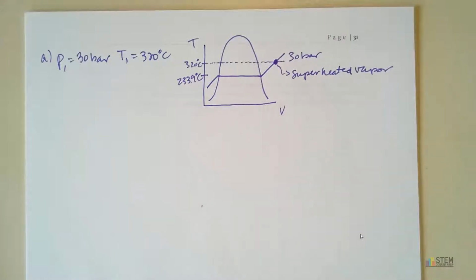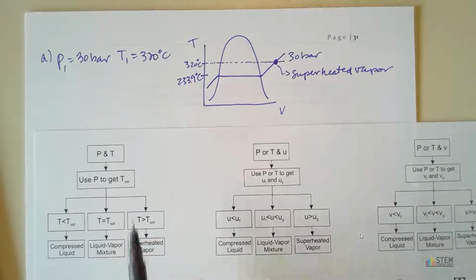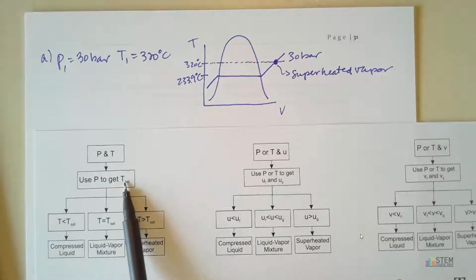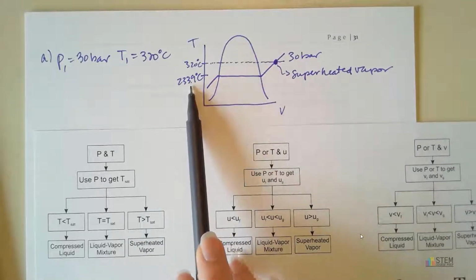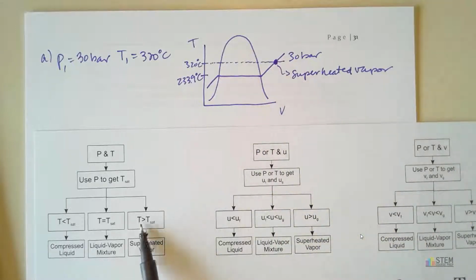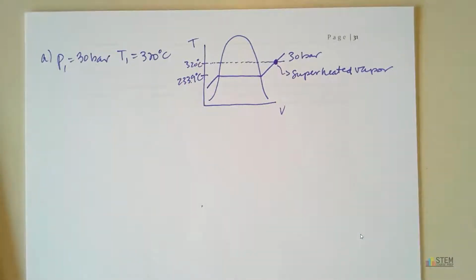Okay. So if we use this flow chart I gave you, what we're going to do, let's look at this first one. We've got pressure and temperature. We're going to use pressure to get our saturation temperature. We did. Saturation temperature was 233.9. Our temperature is 320. So our temperature is greater than the saturation temperature. So we've got superheated vapor. Okay. So this flow chart here will help you not have to draw that diagram if you don't want to draw it. Okay. So now we've got that.